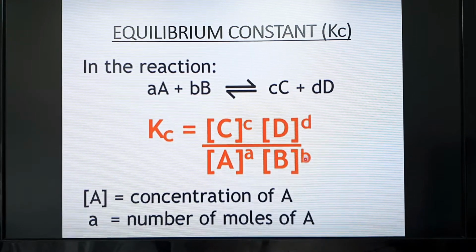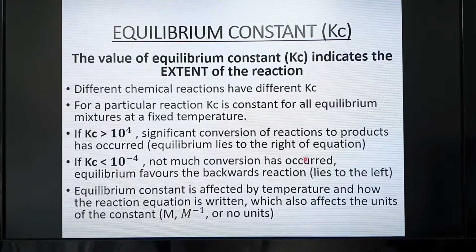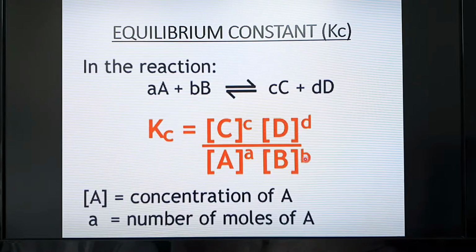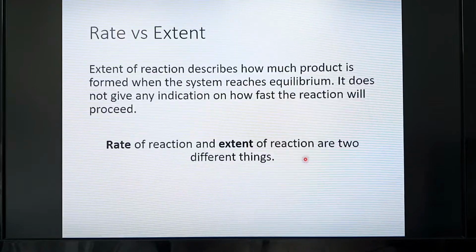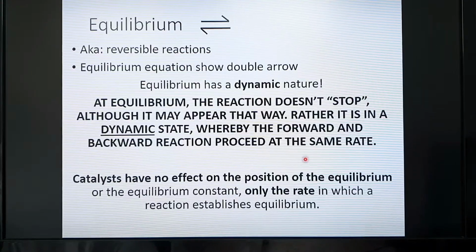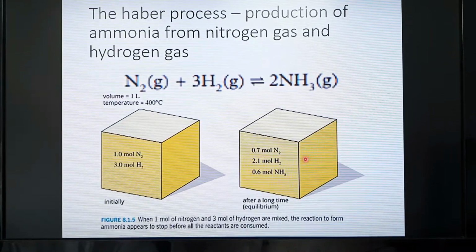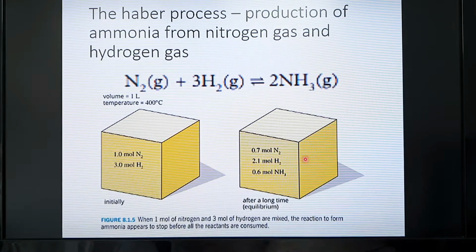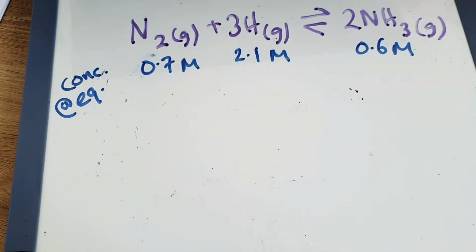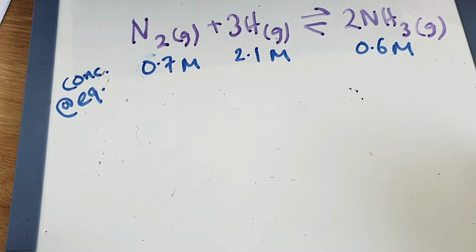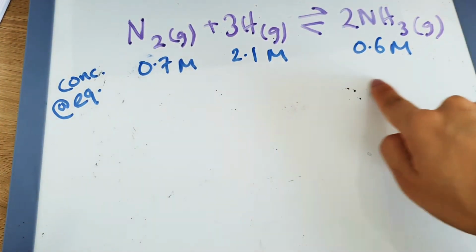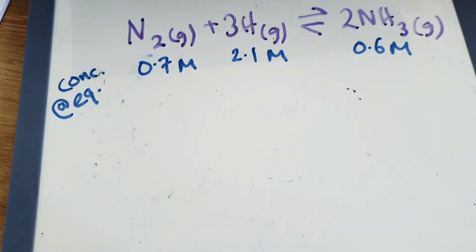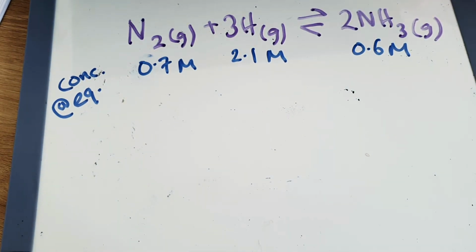I'll show you some examples in a moment, but let's have a look at how to interpret the Kc value. Actually, no, let's do the example first. So remember this, and let's go back to this example here to determine the equilibrium constant of this reaction. We've got our equation here, we've got the concentrations at equilibrium, and we're going to calculate the Kc value for this reaction.